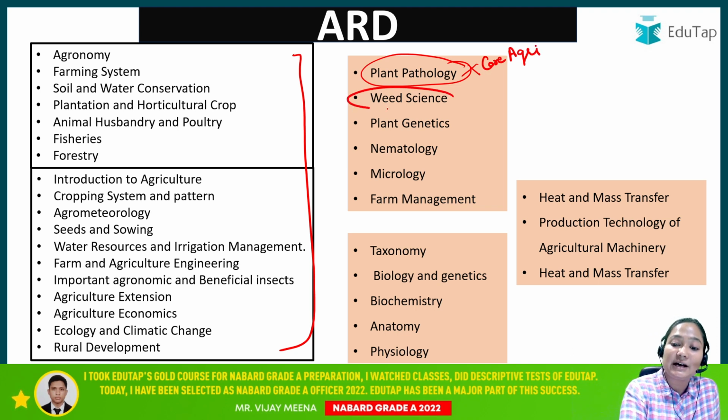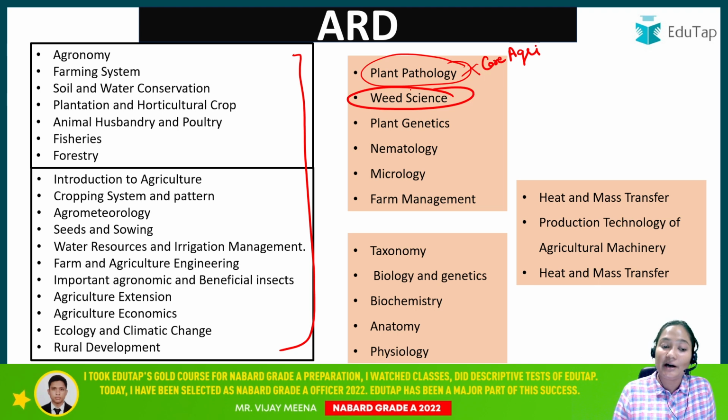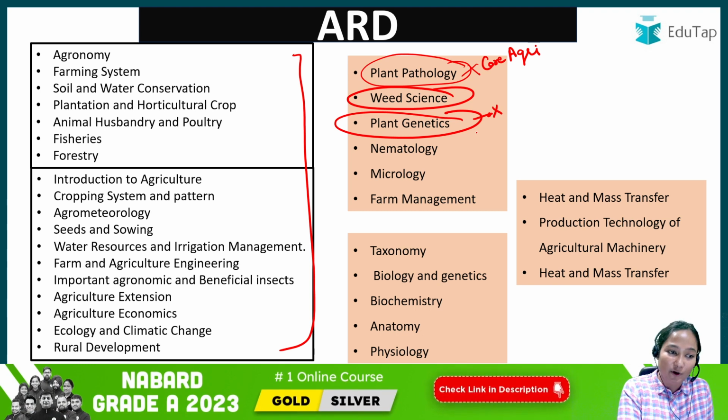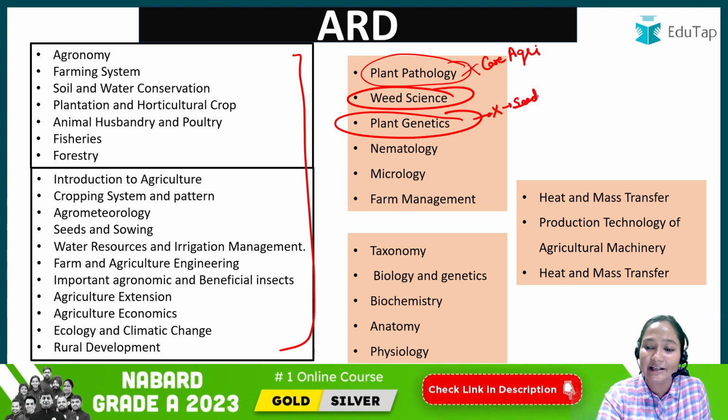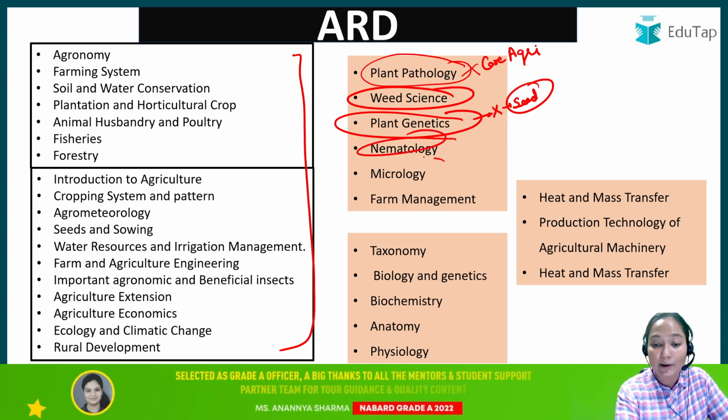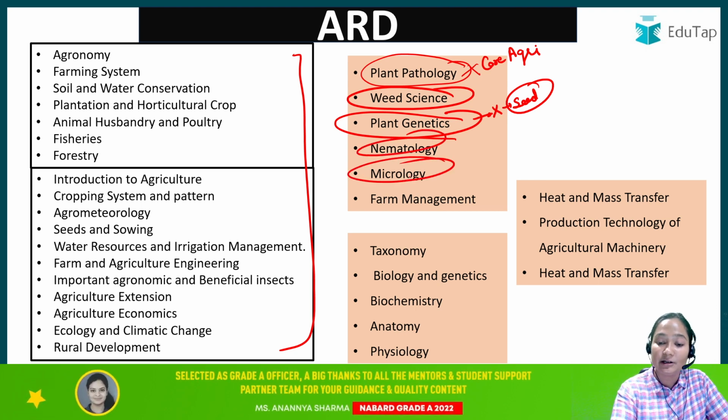Then weed science. Weed science is not important for NABARD. If you are preparing for AFO, then go do it. It is very important, but for NABARD it is not. Then plant genetics. Again in plant genetics, you don't need to cover it very holistically for NABARD. इसमें से the seed topic that is there, that will be of 2-3 pages or 1 unit that you can do. But plant genetics, if you keep going, it will be very confusing for non-agri background students, and it will be vast. Right, then nematology you should avoid, microbiology you should avoid, and farm management you should avoid.